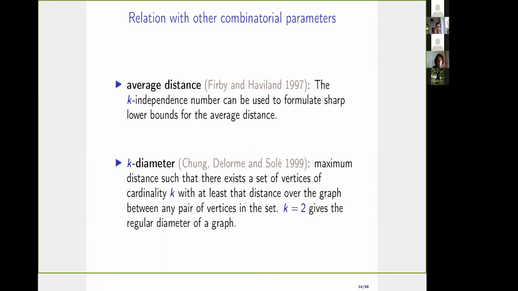And then also there is a work by Chang, Delorme, and Solé, who introduced a parameter called the k-diameter of a graph, which basically extends the classical diameter definition. And this parameter is also related to the k-independence number.